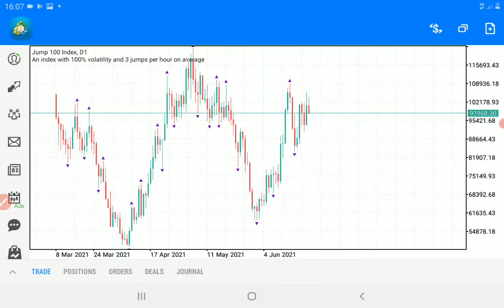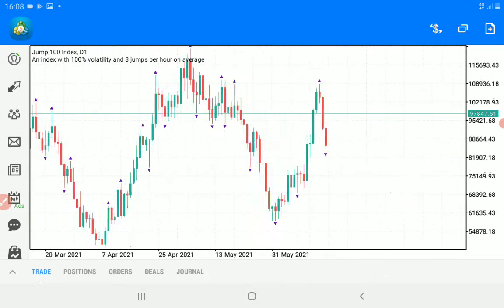So one of the members in my Telegram group asked one simple question. Guys, which one is the best time frame to analyze Jump 100? I have never traded Jump 100, but I think I can handle it. So now I'm going to start from the daily time frame.